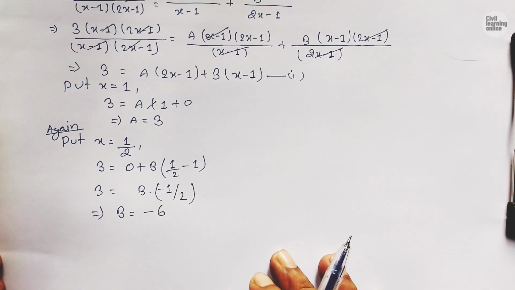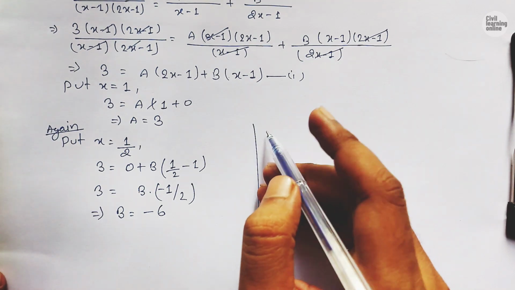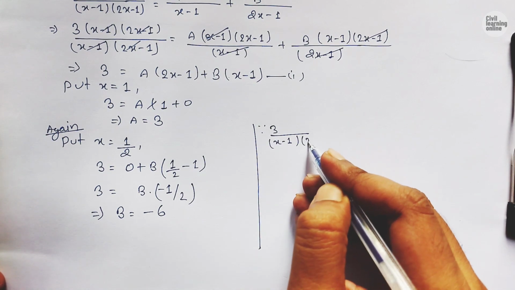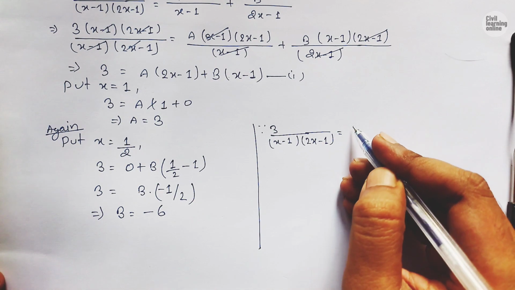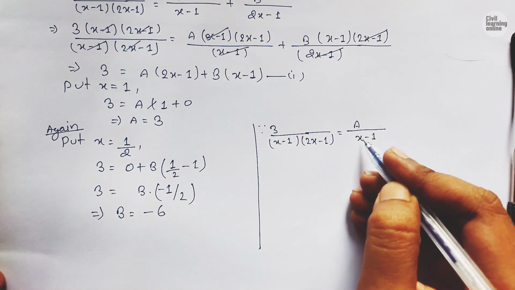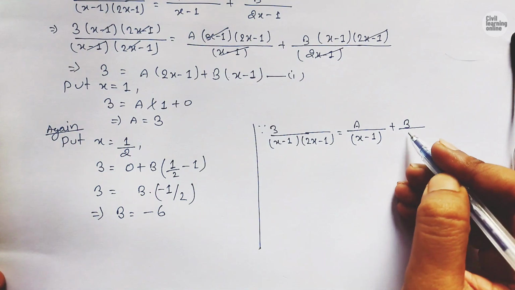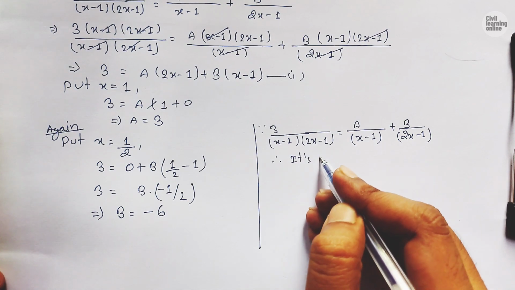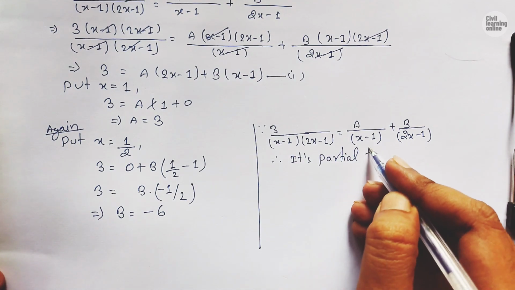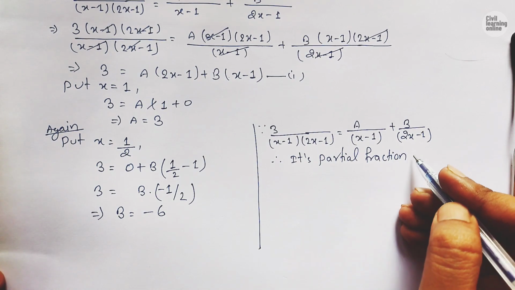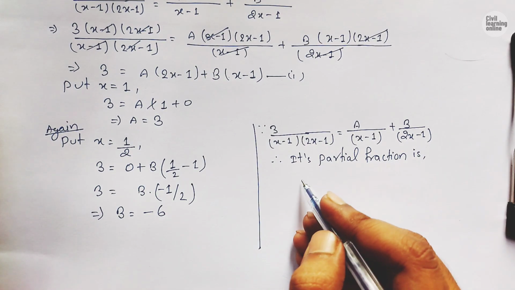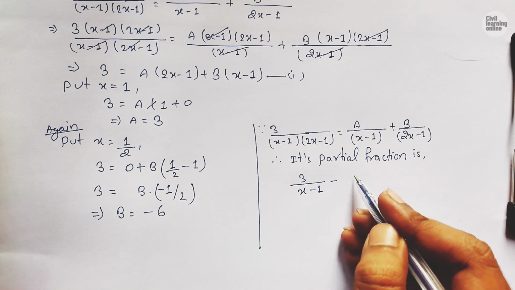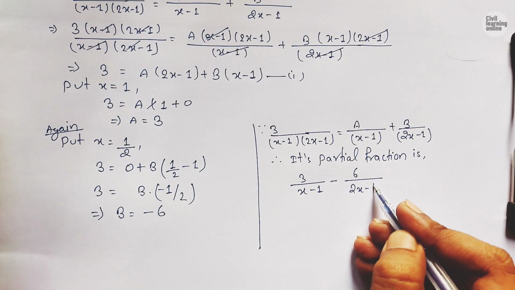Now again I am going to use this portion, that is we had 3 upon x minus 1 times 2x minus 1 equals to a upon x minus 1 plus b upon 2x minus 1. Therefore its partial fraction is, in place of a we have 3 upon x minus 1, and in place of b we have minus 6, so minus 6 upon 2x minus 1.